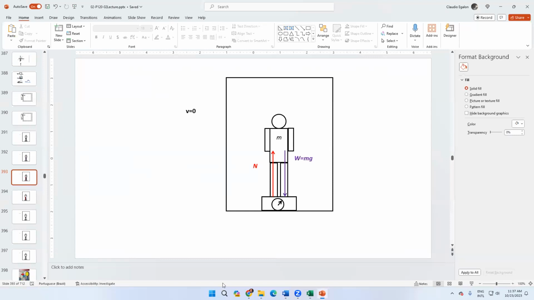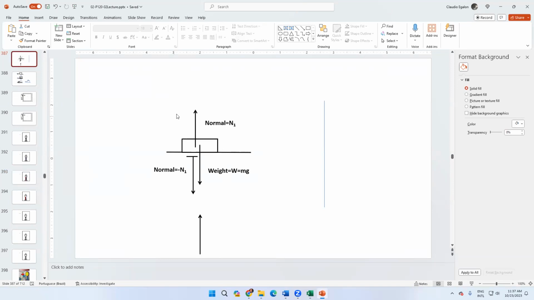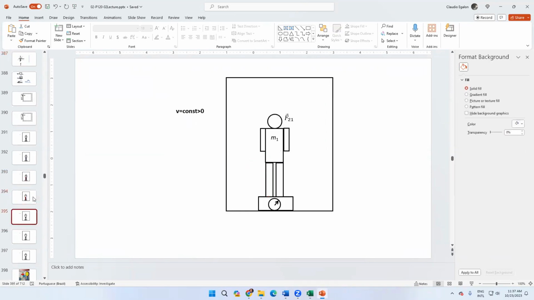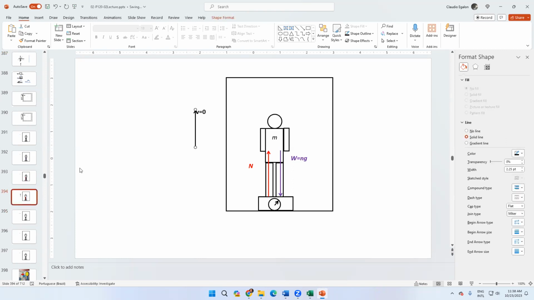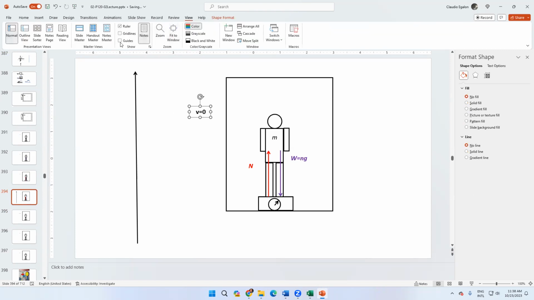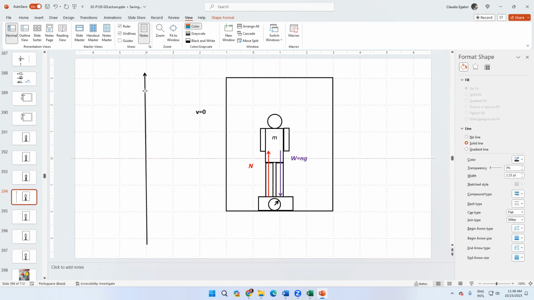One more thing that I'm missing here is the y-axis. Let me put my y-axis here. This is the case of a one-dimensional problem. Here you go, I have chosen my y-axis to be upwards.